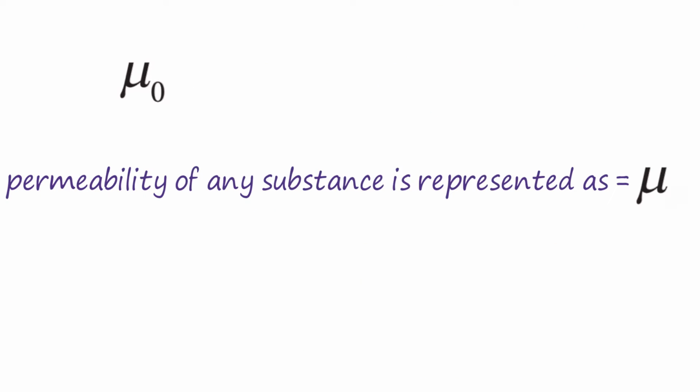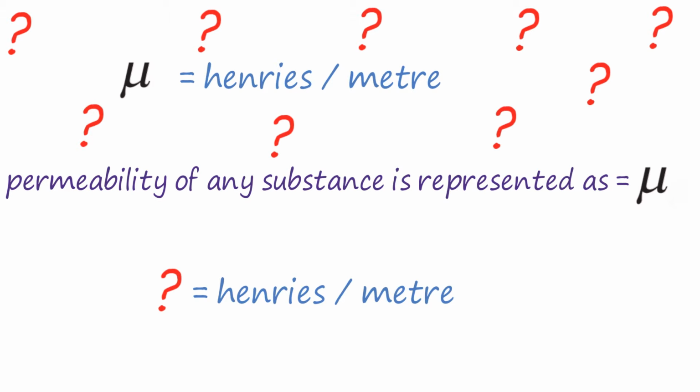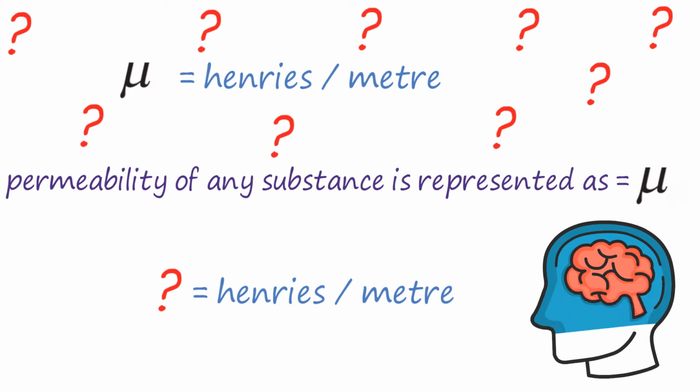So the expression for permeability of a substance is Henry per meter. Yeah, I know, this raises more questions than it answers. Now, what does Henry per meter mean? I would suggest you guys just memorize this part and concentrate on the question. Because, come on guys, this is just the first lesson and we don't have to go down the rabbit hole.